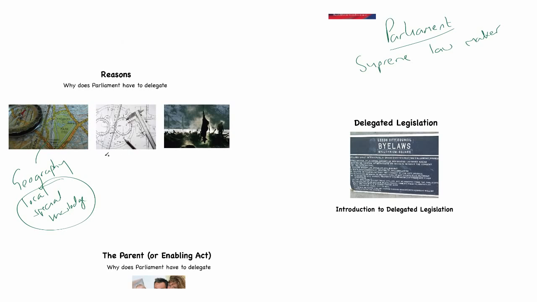Now, the second reason is about technical matters. MPs are very adept, they're very talented in certain areas, but they are not going to be talented in all areas. So therefore, technical matters, let's say for instance health, the details of a piece of health legislation are best completed by the Department of Health. So it may be that because of the technical nature of a law, the government, Parliament, will want the Department of Health to fill out the detail.